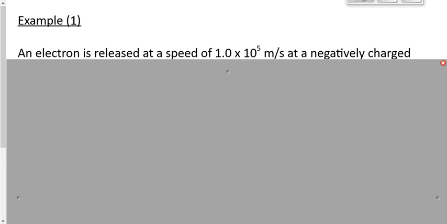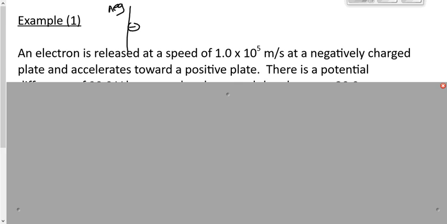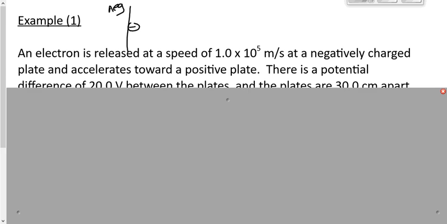What's going to happen to this electron if it's released? A negative electron released at a negative plate. It's repelled by the negative plate, right? So what's going to happen to that electron? It's going to speed up. That's like a car doing what? Going down a hill. Now, it goes on to tell us in this question that it does accelerate, but they didn't need to tell me that. I could determine that it sped up by the nature of that first line there.